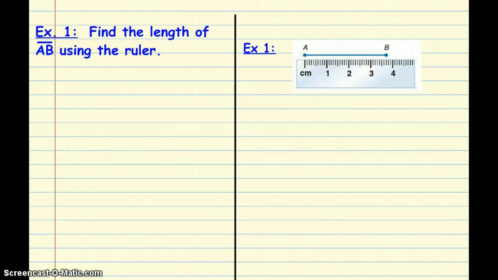So let's talk about lengths of lines. In this case, we're going to find the length of AB using a ruler. If you look closely, we have a centimeter ruler, and we see that it's a line segment because it has dots, and all we do is measure it. We see that it goes past 3.5. There's 10 millimeters between each centimeter, so we're at the second one, so the length of this line is 3.7 centimeters.